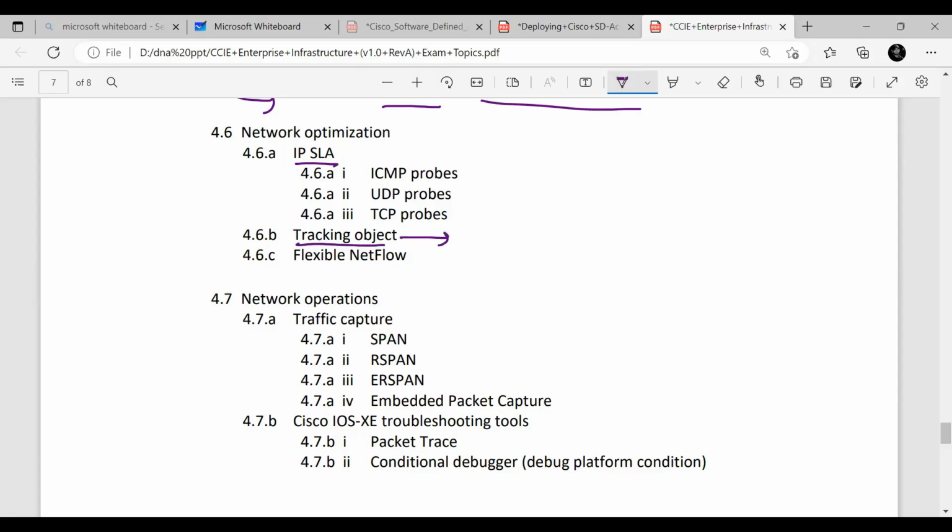You'll see that tracking object we will be using in VRRP. We will be using it in HSRP. We will also see IP SLA in HSRP and VRRP, and how we can use these two features.